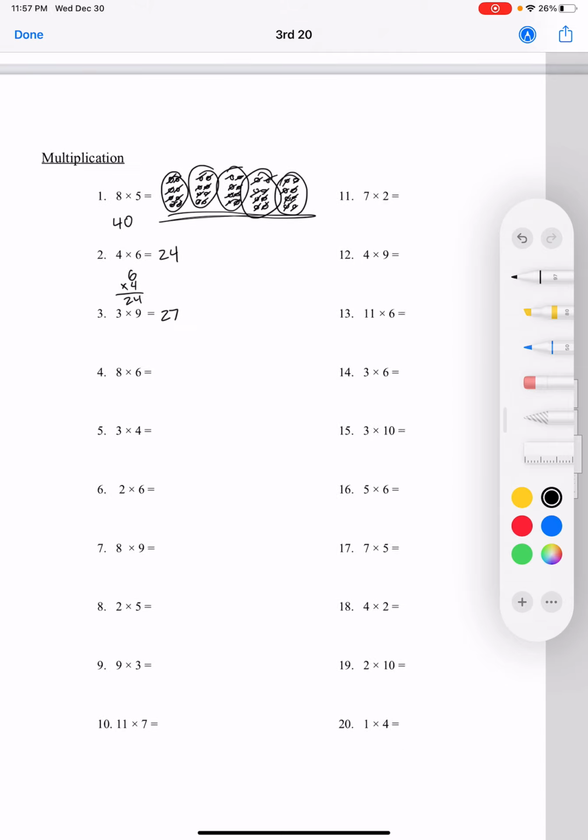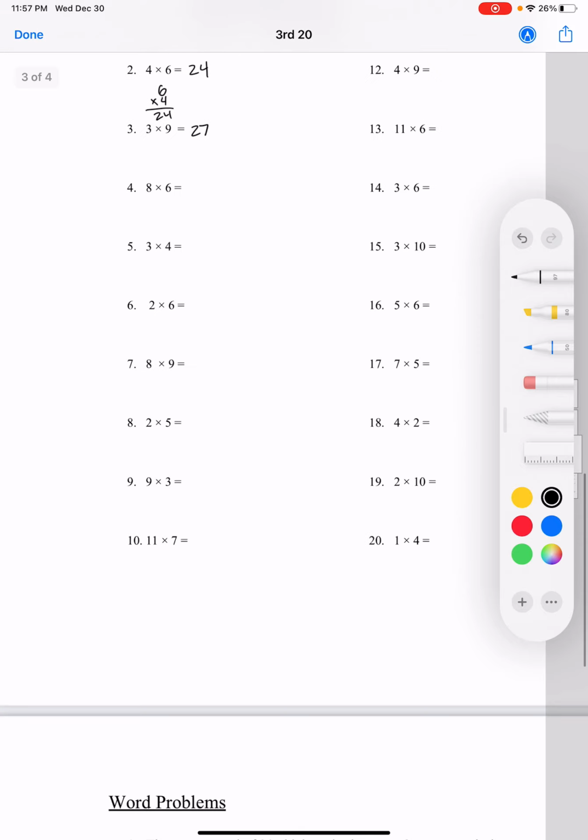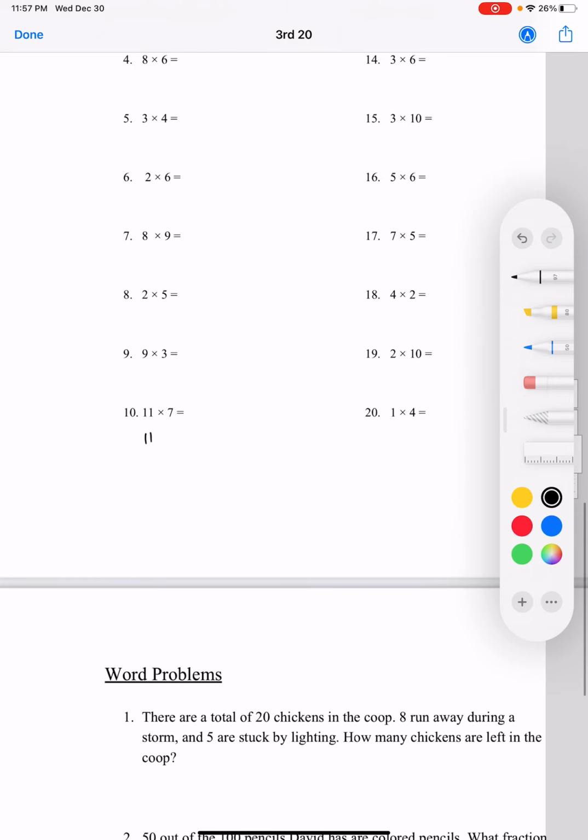Let's try double digit number 10. We have 11 times 7. We start from the right. So 1 times 7 is 7, and 1 times 7 is also 7. So you have the answer 77.